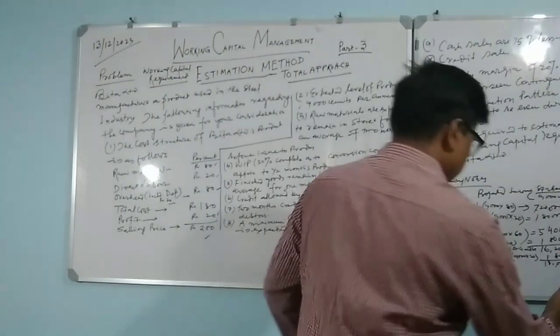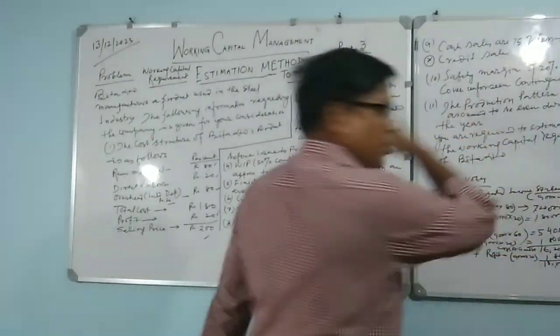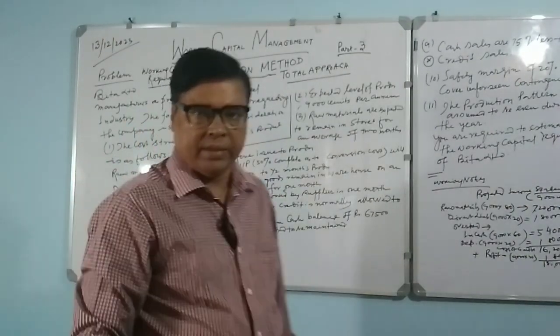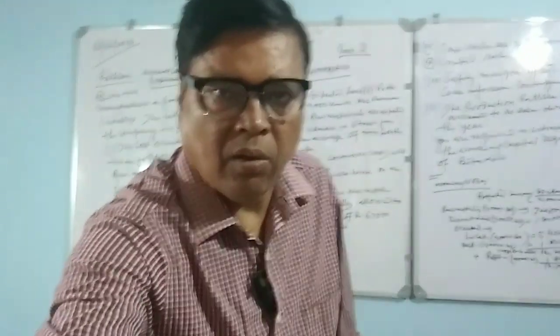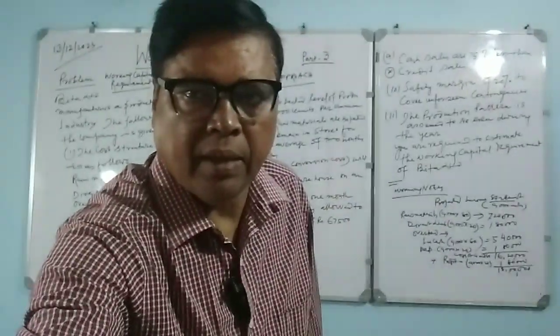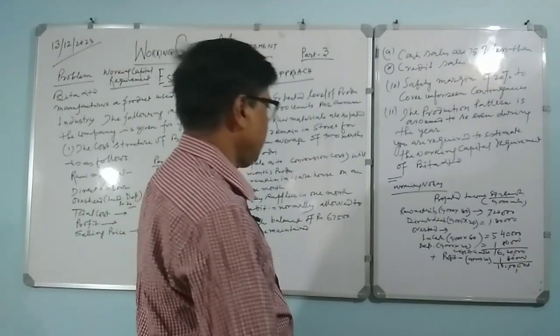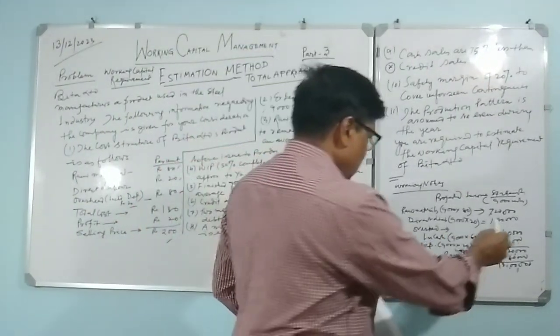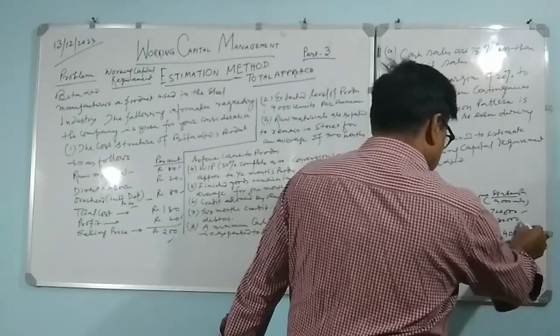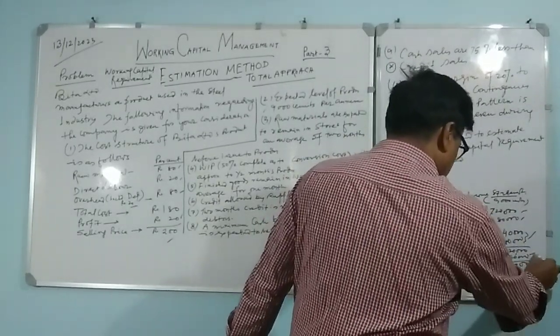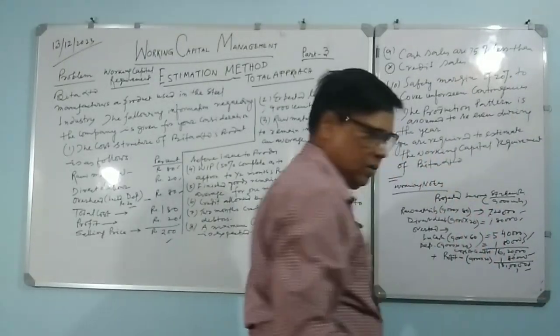So you see that from the required solutions of this problem, all these details will be available with you for the calculations part. Your raw material you got it, direct labor you got it, overhead you got it, your profit you got, and your sales value.